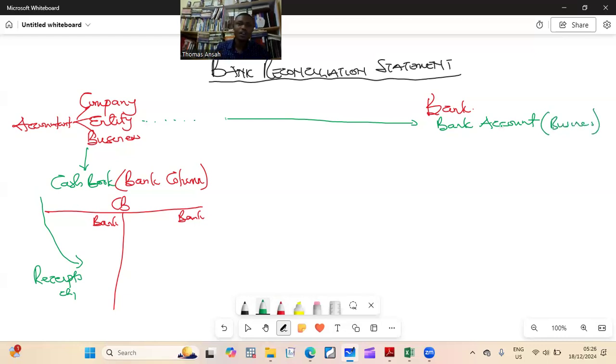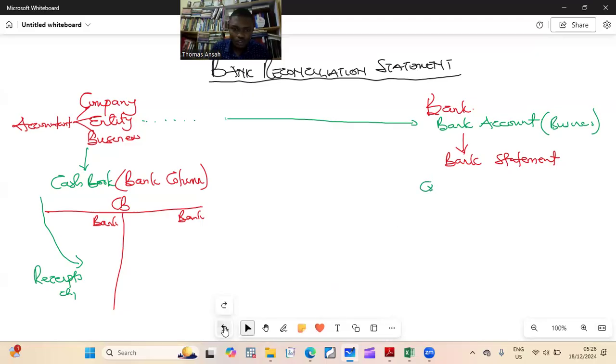Now, when you go, the bank will also have what they call their bank statement for you. What does that mean? Any money that you put into the bank, they will also record into your account with the bank. A bank statement has many structures. Some of them will have headings like credit or deposit. Most of them are like that.